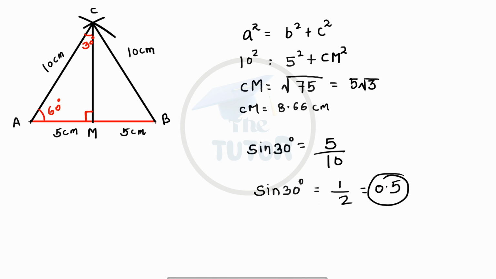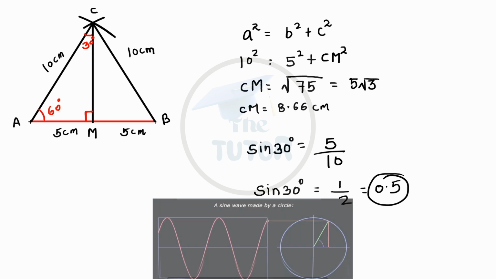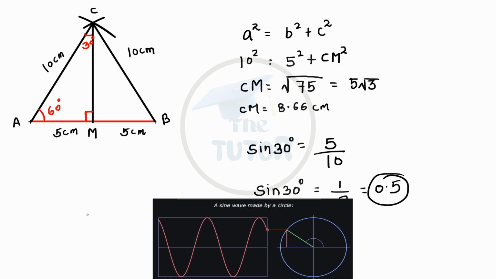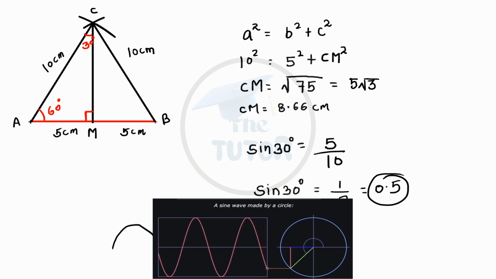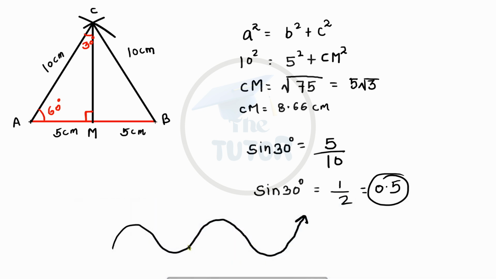That's why we named this ratio opposite over hypotenuse as sine, because it gives you a sinusoidal graph like this. Okay, to figure out the length of CM, if I'm talking about sine 60, in that case CM over AC is opposite over hypotenuse, and I don't know CM.